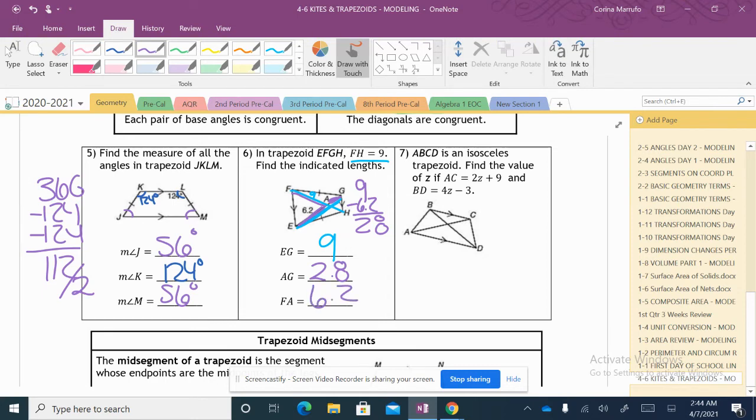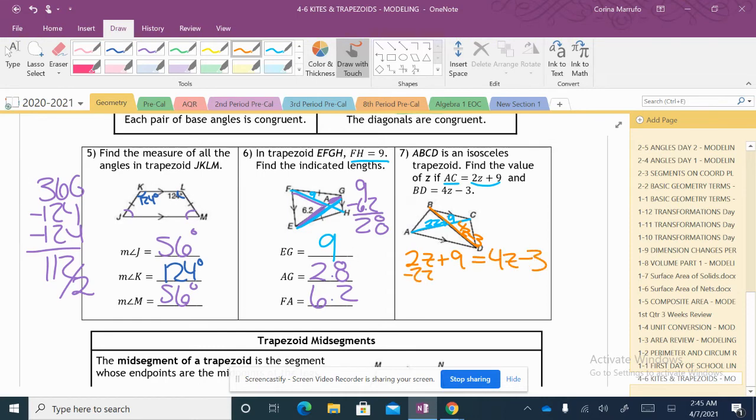All right, the next one says ABCD is an isosceles trapezoid. Find the value of Z if from A to C is 2Z plus 9, sorry. So from A to C, this whole thing is 2Z plus 9. And from B to D, this whole thing is 4Z minus 3. Because of the diagonals, they should be equal in measure. So I'm going to set it up: 2Z plus 9 equals 4Z minus 3, and we're going to solve for Z.